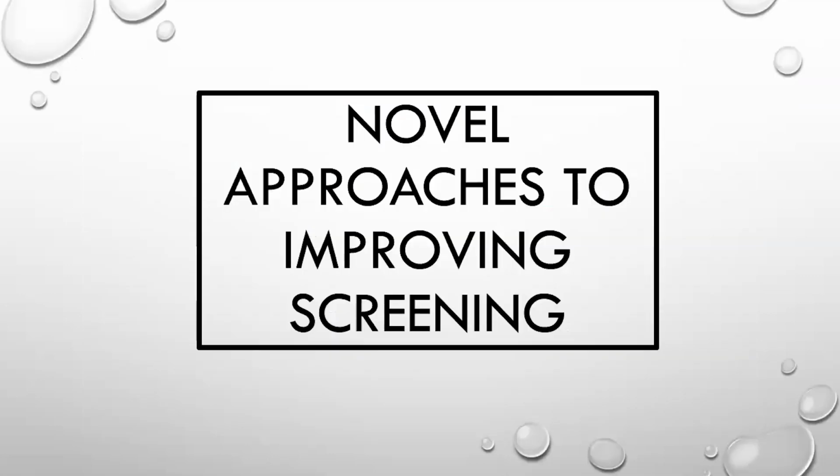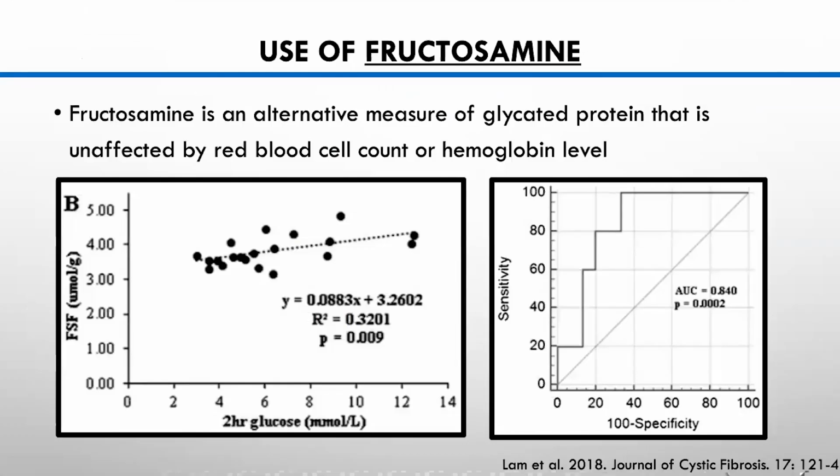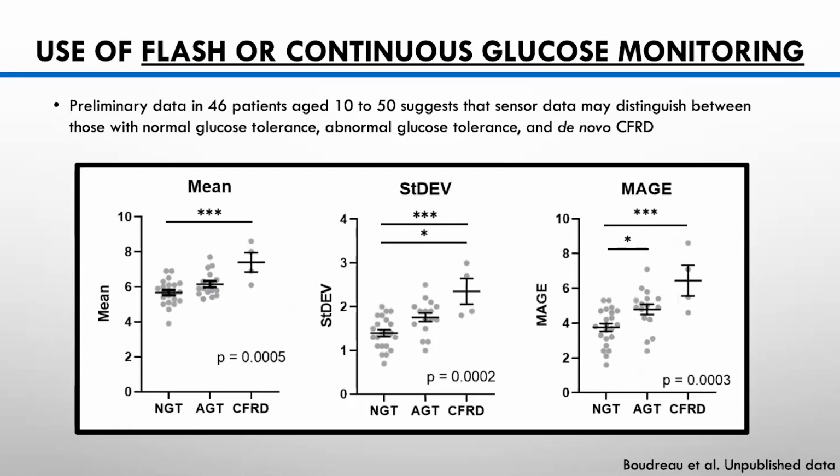So what are the novel approaches here? And here I'm going to skate on thin ice because some of them are not fully validated, but for all of them, we do have some data. So one alternative is fructosamine. Fructosamine is a protein which also binds with glucose. And because red blood cell turnover is not perfectly normal, probably in some CF patients, this could bypass that red blood cell turnover issue. There is a good paper by a Canadian team showing a reasonable result. It needs to be confirmed in other hands and in larger studies.